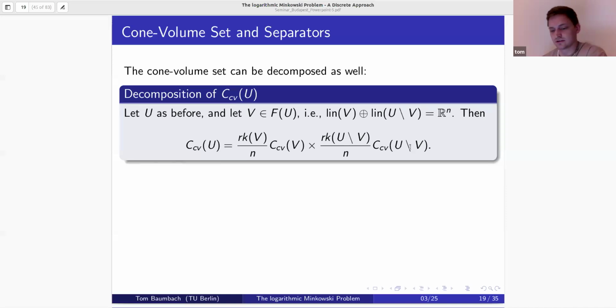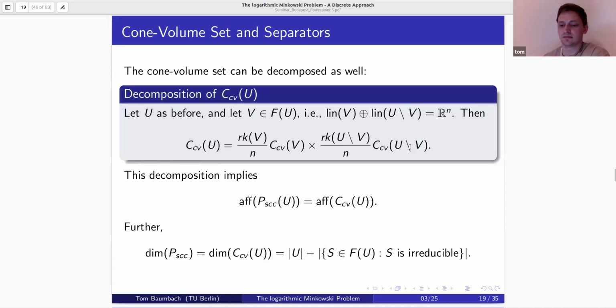Now here's the first consequence of this theory, namely that the affine span of the subspace concentration polytope equals the affine span of the cone volume set. And this, of course, implies that both these sets have the same dimension, and we can also compute this dimension. It's just the cardinality of U minus the number of irreducible separators contained in U.